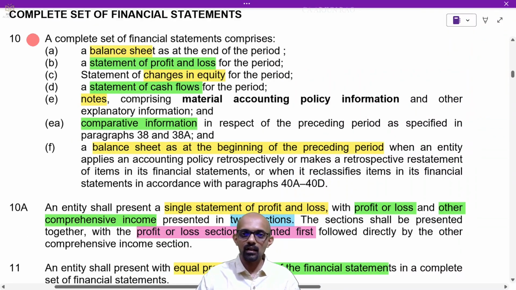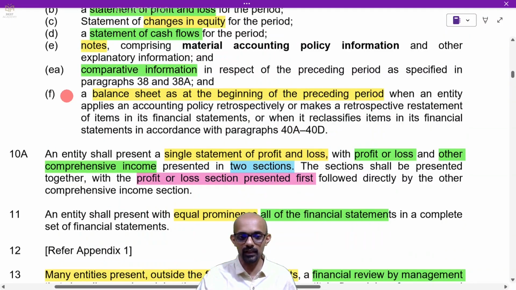So coming back, a complete set of financial statements comprises the balance sheet at the end of the period, P&L, changes in equity, cash flows for the period with comparative information. So the two statements each, then notes, and then the balance sheet at the beginning of the preceding period in certain specific circumstances. Apart from that, you can present any of these statements as a third statement additionally, right?